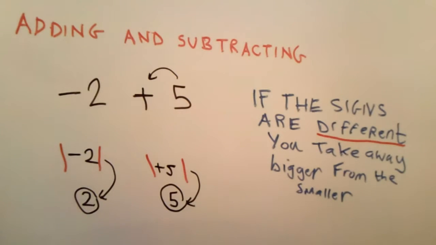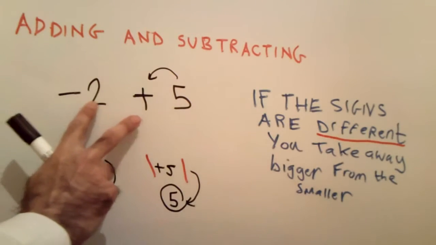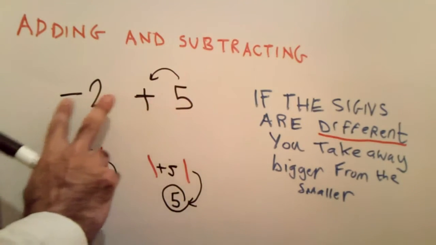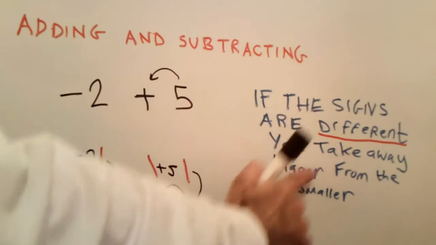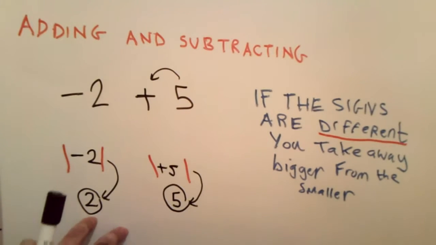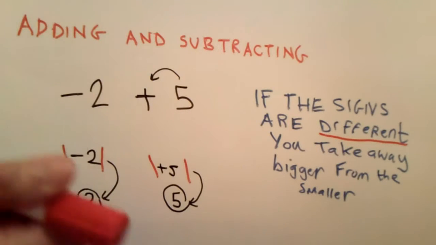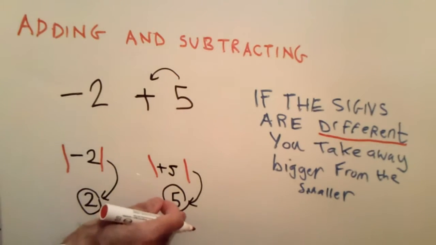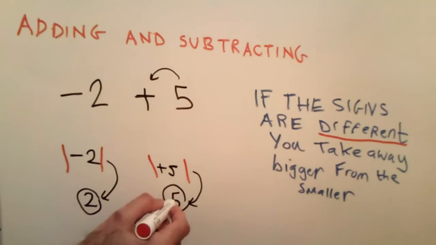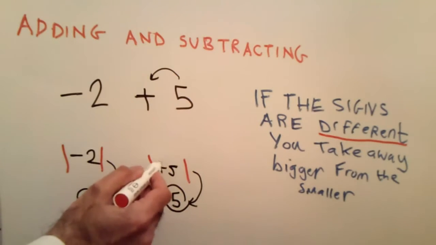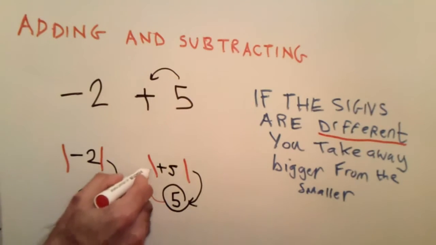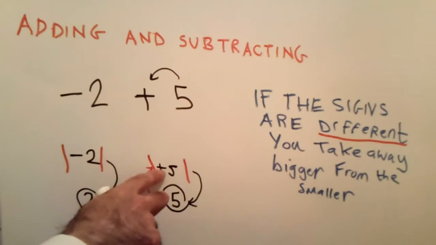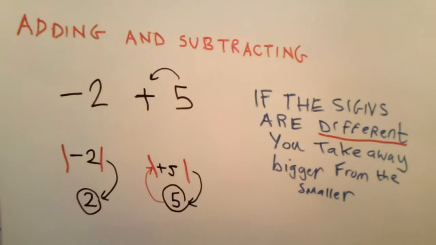Now, if the signs are different in the original question, so we've got a minus 2 and a plus 5, obviously the signs of our two values are different. You take away the smallest value from the biggest value, and the final answer will have the sign of the biggest value. So this is our biggest value after the absolute value, and the answer keeps its sign. Our answer is going to be positive, because the biggest value here is 5. I know it sounds a little confusing, but with a few examples we'll get the hang of this.